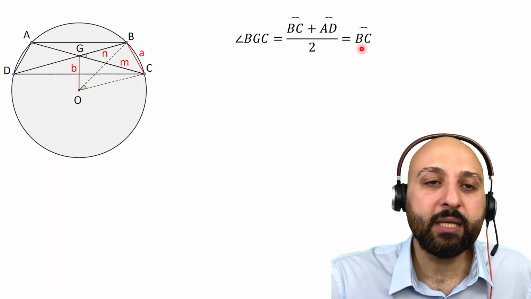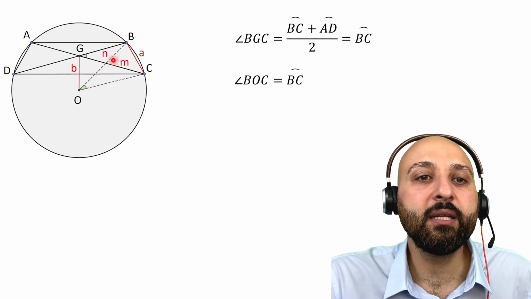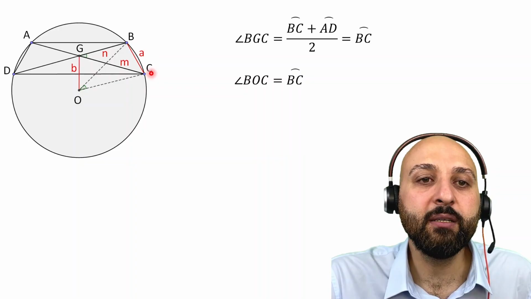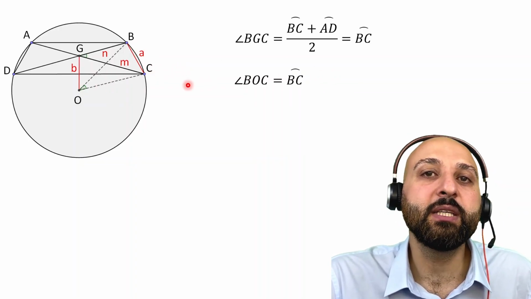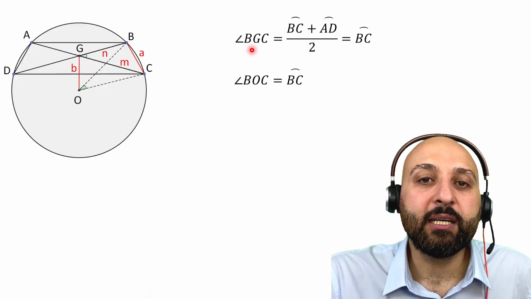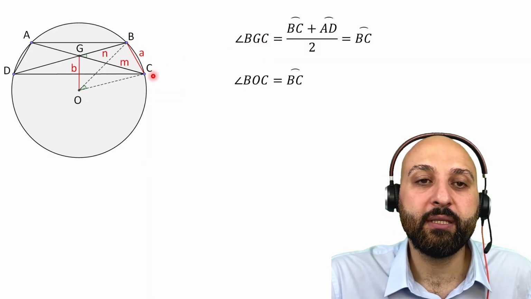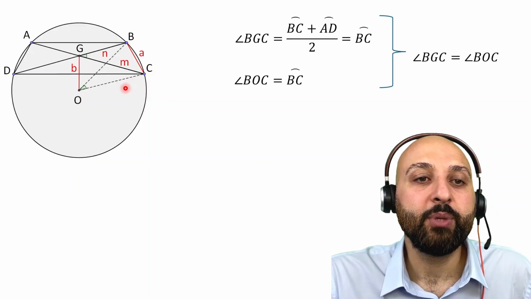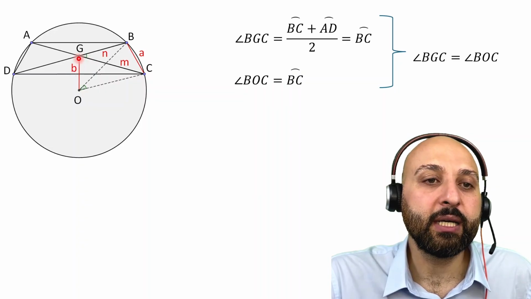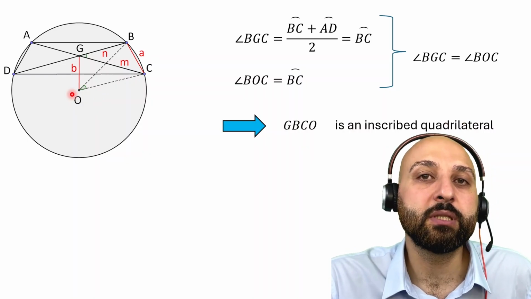Okay, now we look at the angle BOC. This is a central angle and is in front of arc BC. Therefore, this angle is equal to the arc BC. So based on this, we can say that the angle BGC is equal to BOC. Okay, so we have already proven this. Because these two angles are equal, then we know that the quadrilateral GBCO is an inscribed quadrilateral. So this is what we conclude.